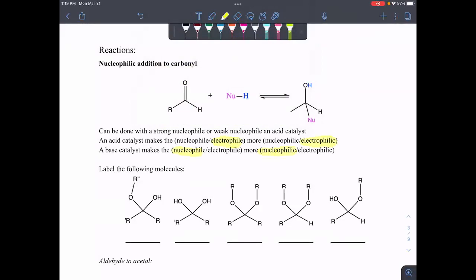And I saw word problems on this. Yeah, but it's straightforward, just memorize it. It was literally the same wording as this. It was like an acid catalyst blank does blank.